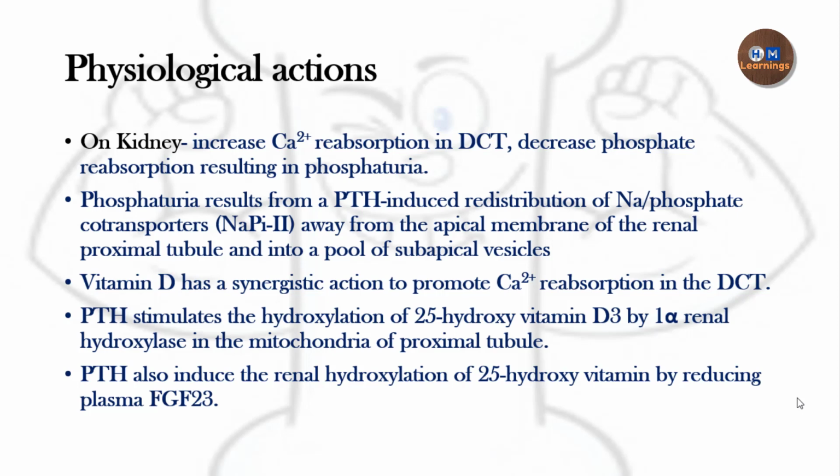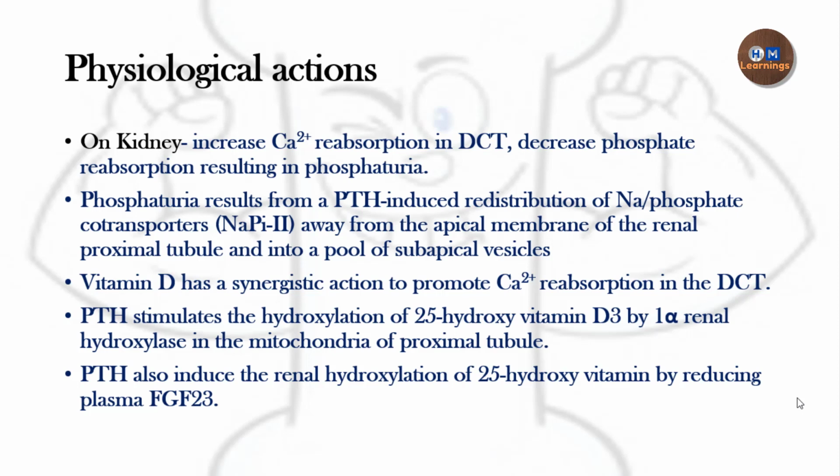So how is the phosphaturia caused? It is caused by the redistribution of the sodium phosphate co-transporters. In the previous video, if you remember, when we talked about vitamin D, we talked about the sodium phosphate transporters, the inorganic phosphate transporters, which are present on the apical membrane, and through that there is absorption of the phosphate.